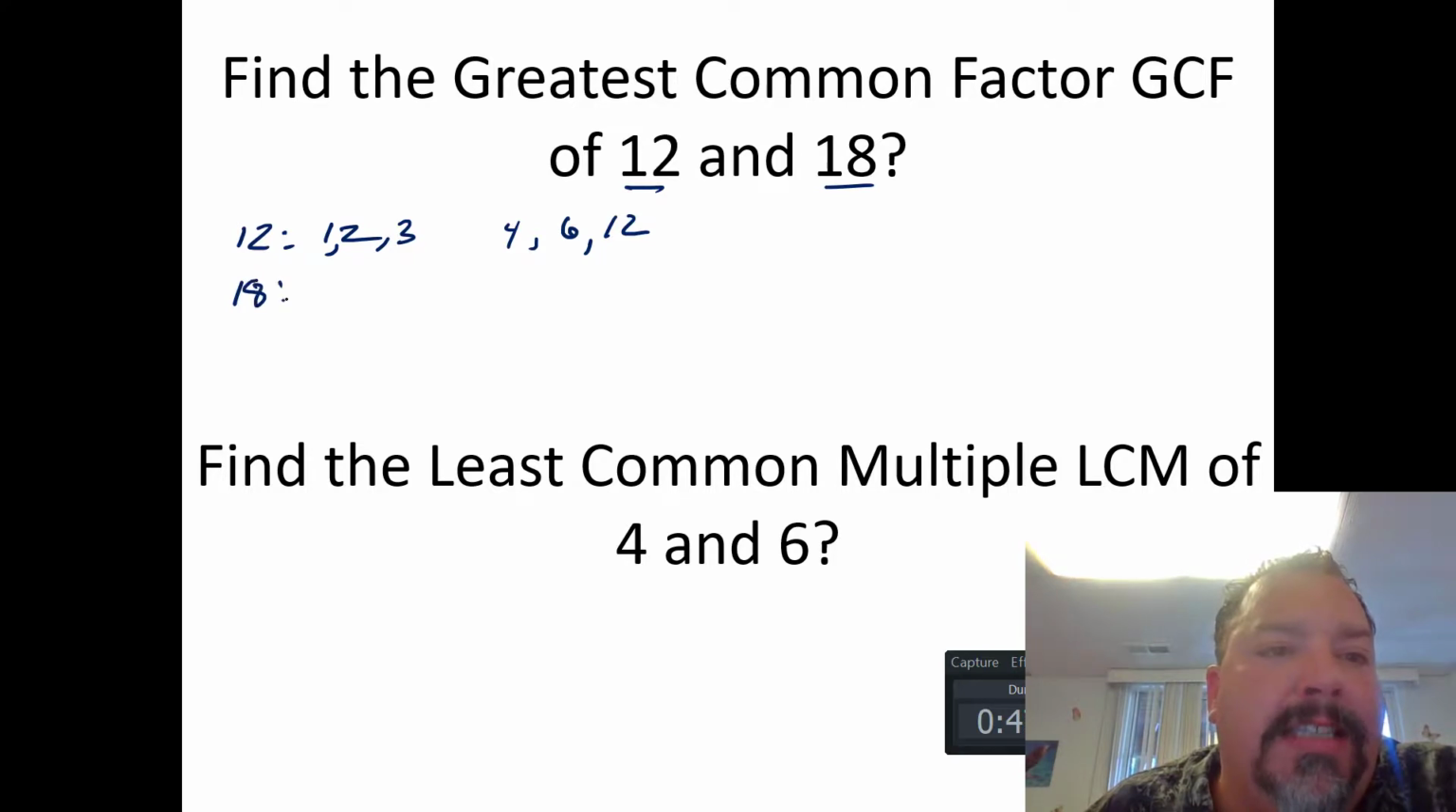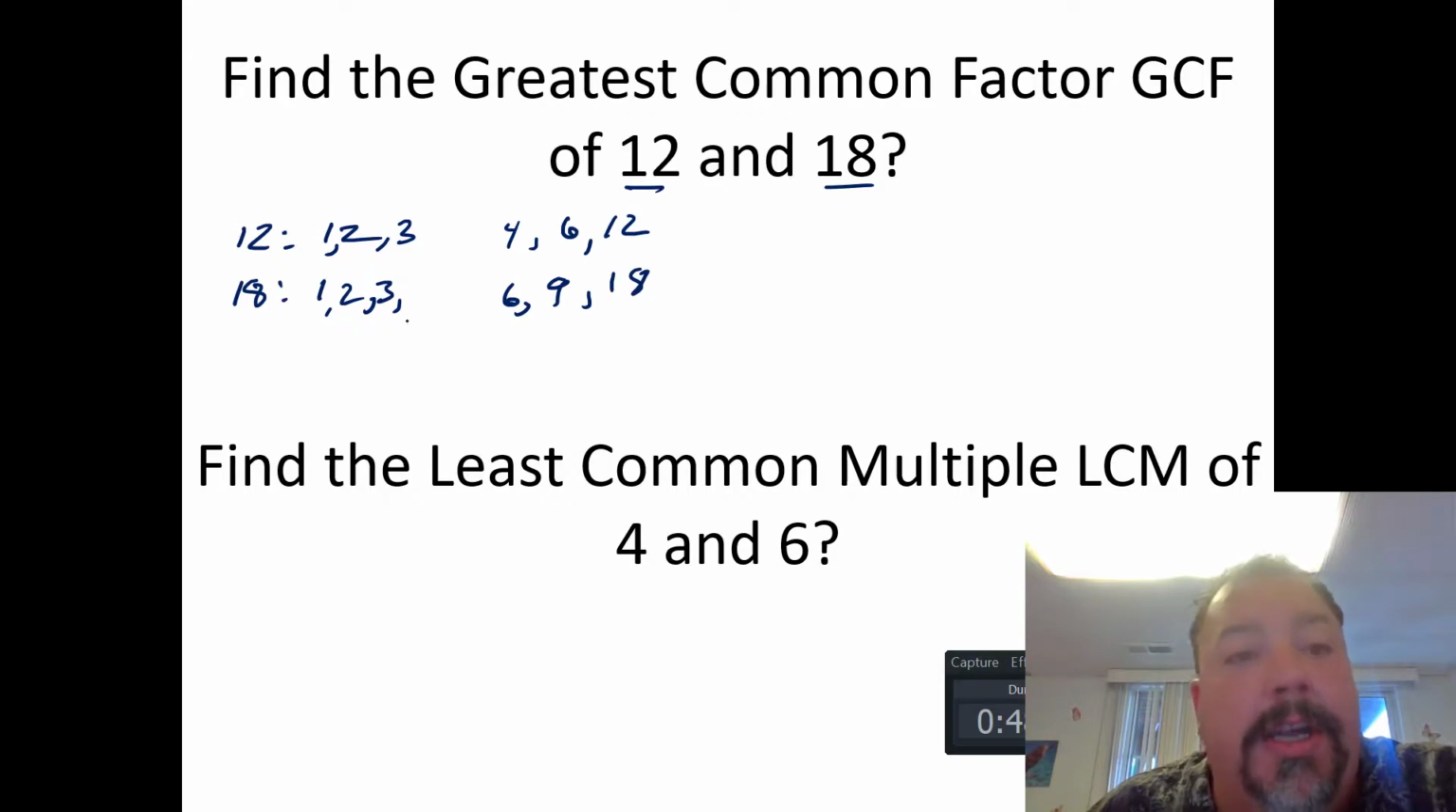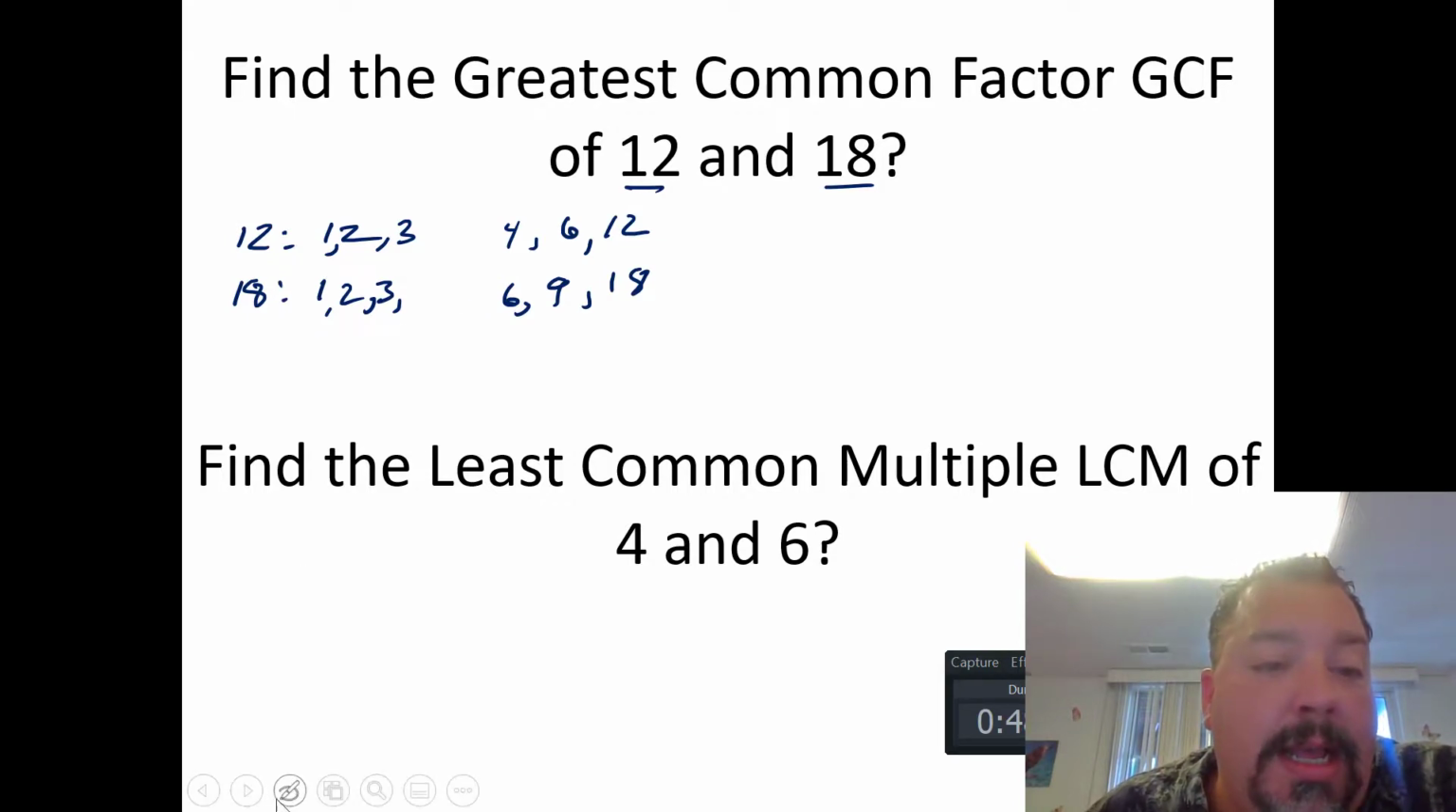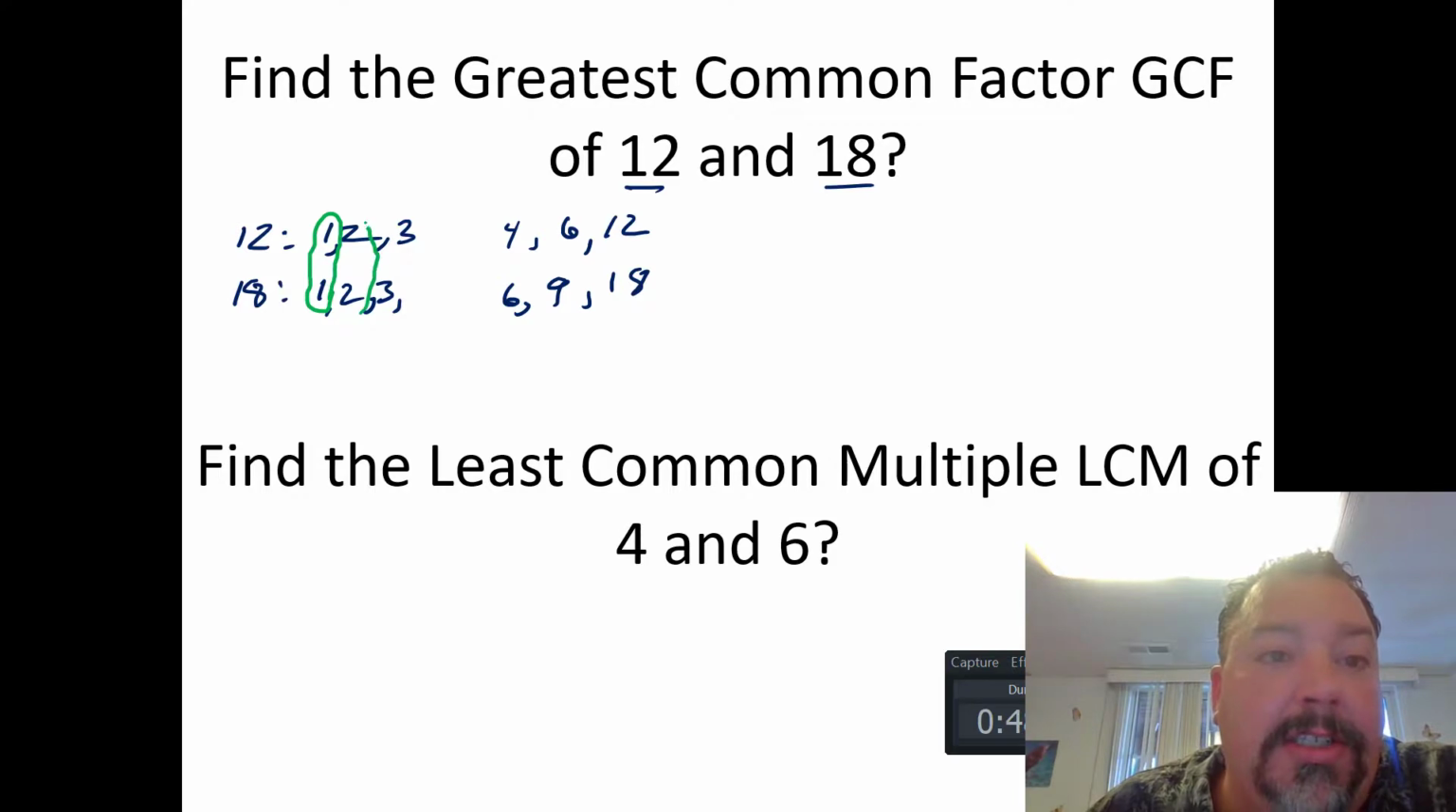We do the same for 18. Pair them off: 1 and 18, 2 and 9, 3 works, 3 and 6. 4 doesn't go into it, 5 doesn't go into it, so we're done. And now you should see some numbers that are common to both lists. Like 1 is always on the list. In this case, 2 is also on the list, and so is 3. And if 1 and 2 and 3 are, then 6 is also on this list.